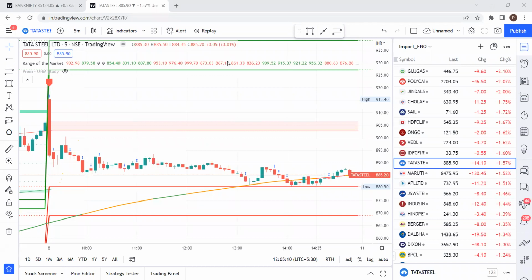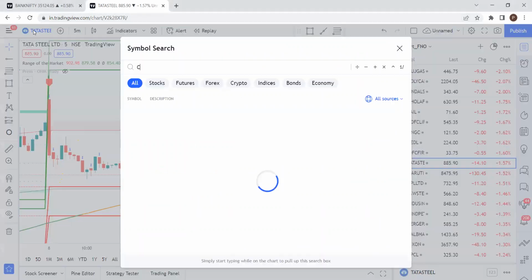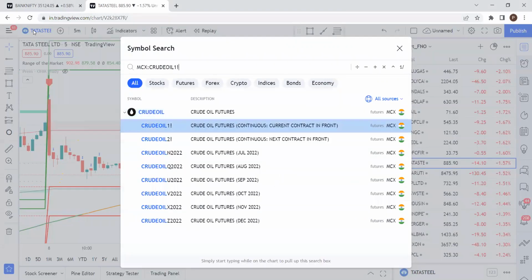One doubt. Does it work with commodities like crude oil and all? Yes, it works on crude oil very much. See, do you want to see crude oil? I'll show you crude oil. This is crude oil, okay? First.